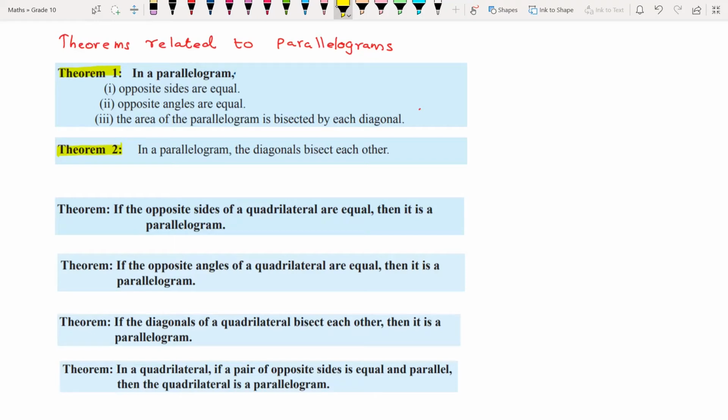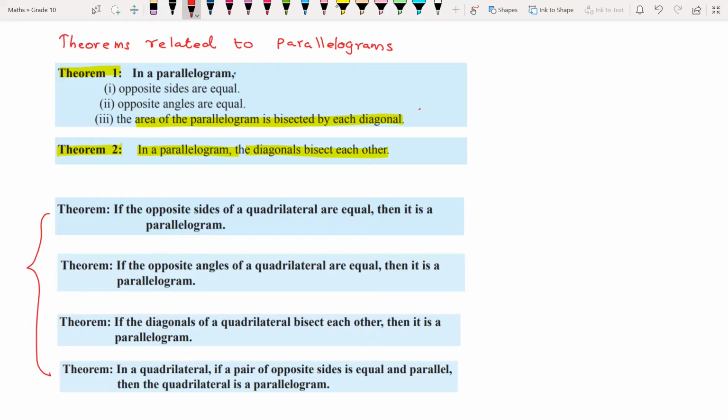Opposite sides are equal in a parallelogram, opposite angles are equal. Then the area of the parallelogram is bisected by each diagonal. And as the second theorem, in a parallelogram, the diagonals bisect each other. Now, the other theorems below are the converse theorems.